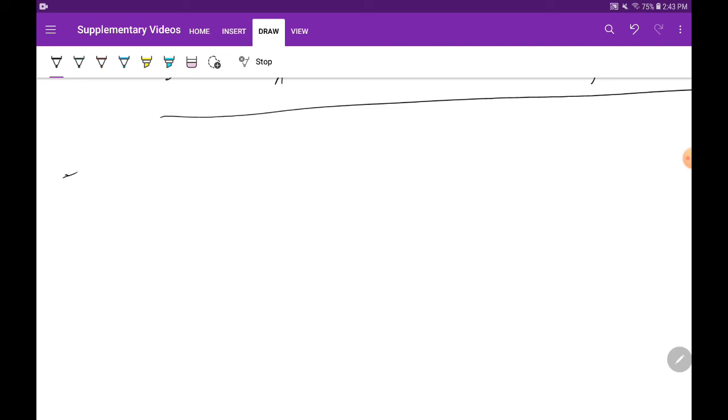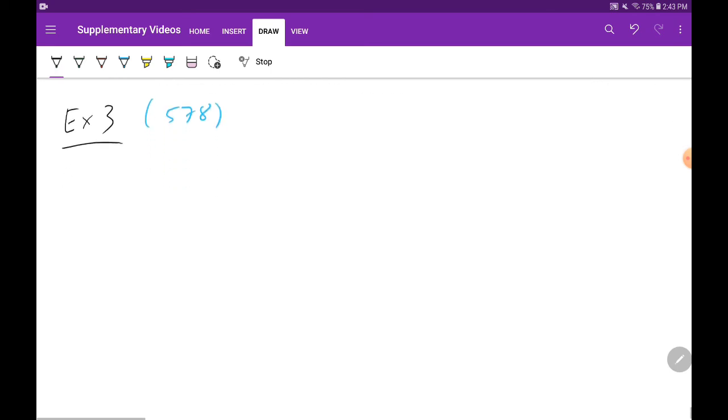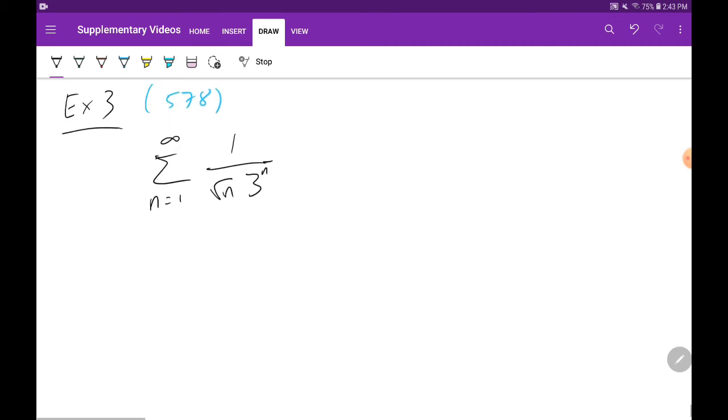This one is example 3. Whoops, that's the sum sign. This is example 3 on page 578. Here we go. It's the sum from 1 to infinity of 1 over root n times 3 to the n. We have 1 over root n 3 to the n.